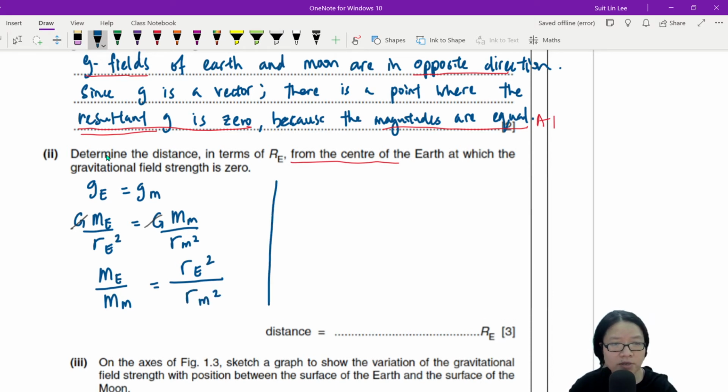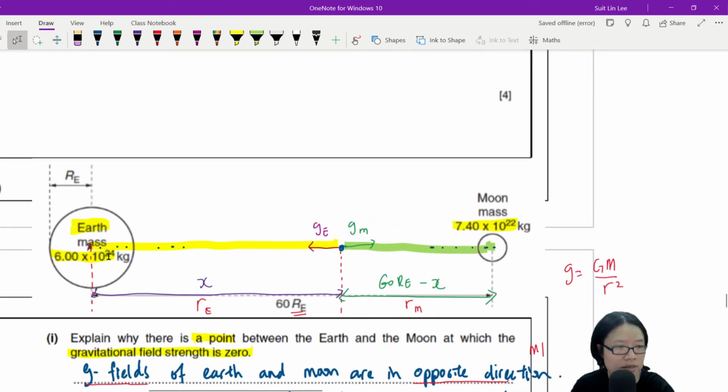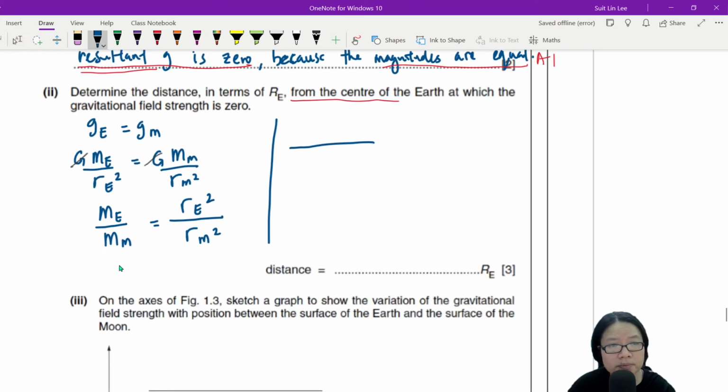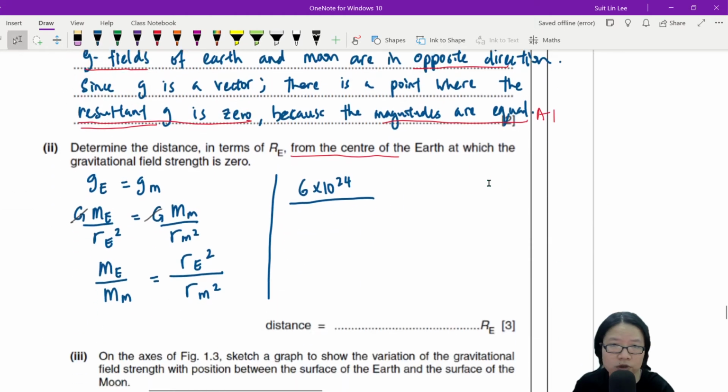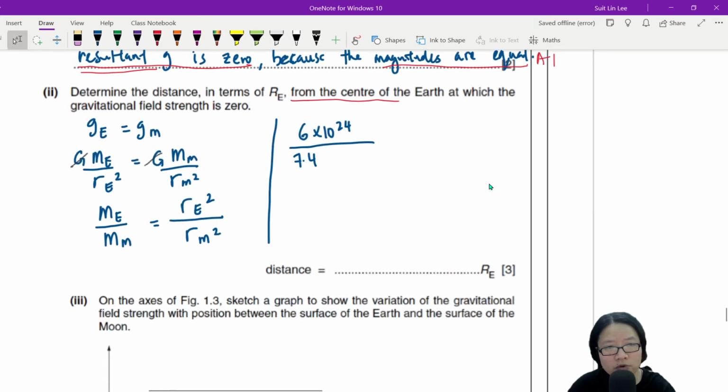Okay, so I can now substitute the mass of the Earth, which is 6 times 10 to the power of 24, and the moon would be 7.4 times 10 to the power of 22, divided by, okay, the radius of the Earth just now was X. We are looking for the distance measured from the Earth, squared. The distance measured from the moon will be 60 radius of Earth minus X, squared.